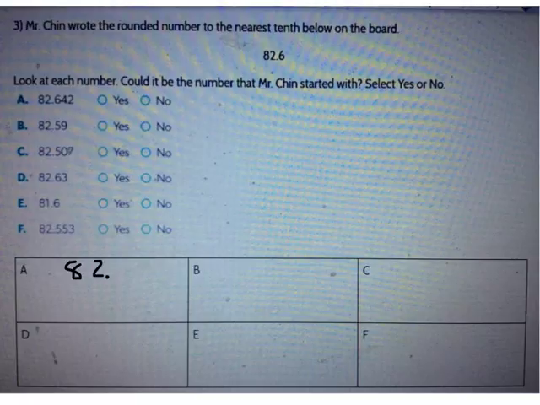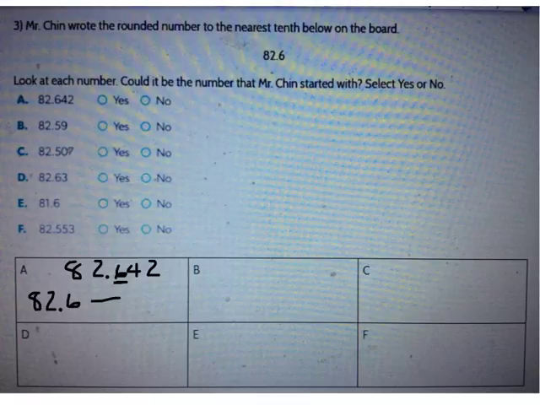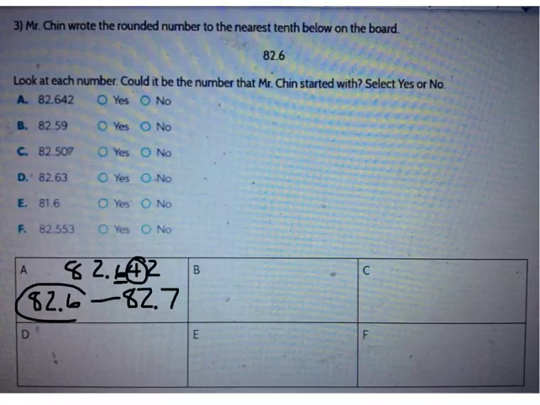Let's do 82 and 642 thousandths. We need to show work for every answer choice. What's the digit in the tenths place? It's 6, so this is between 82 and 6/10 and 82 and 7/10. Which way does the 4 tell me to round? It tells me to round to 82 and 6/10. So could this have been the original number? Yes.